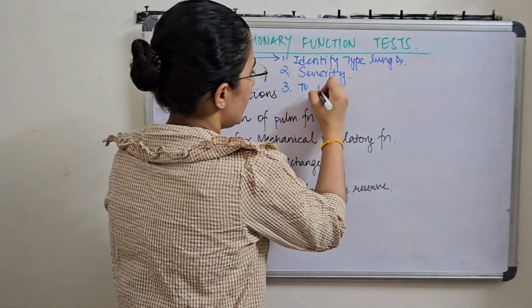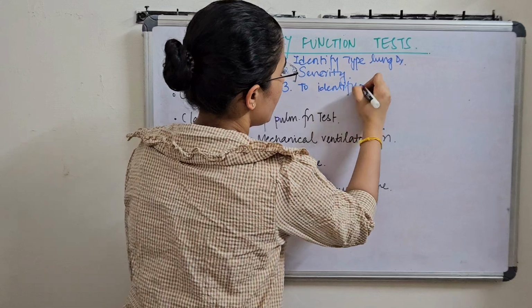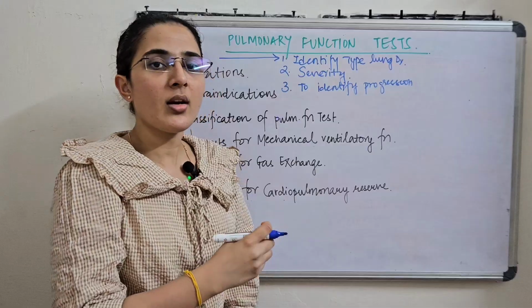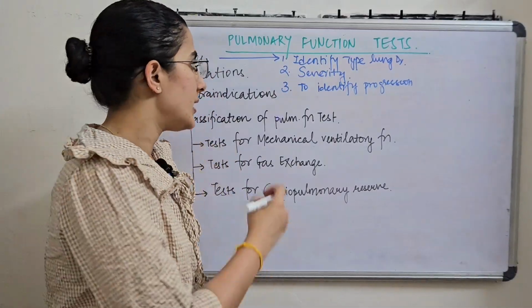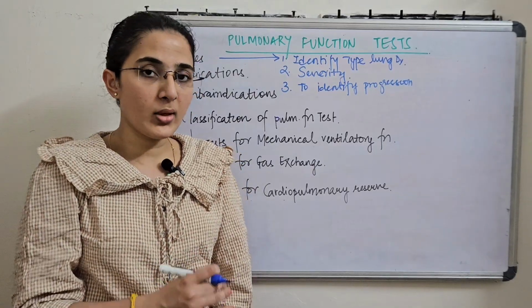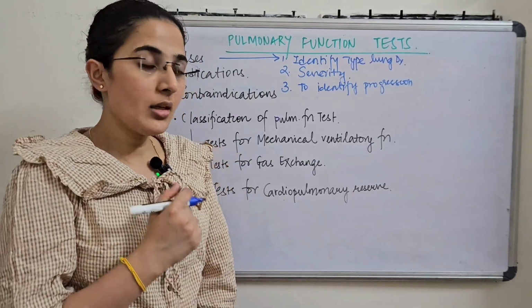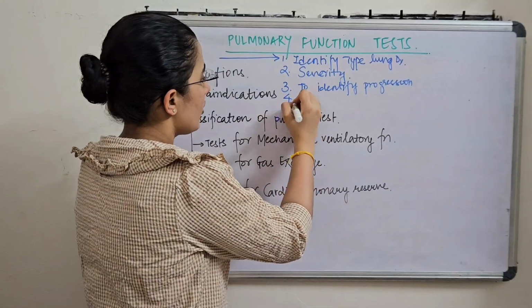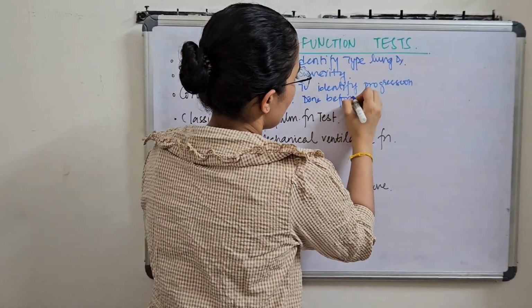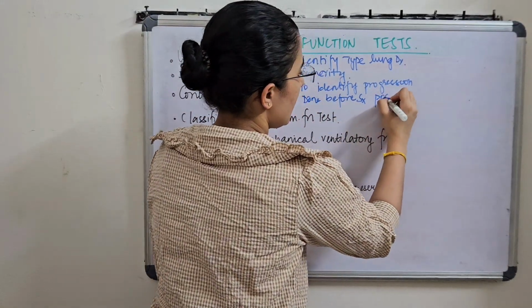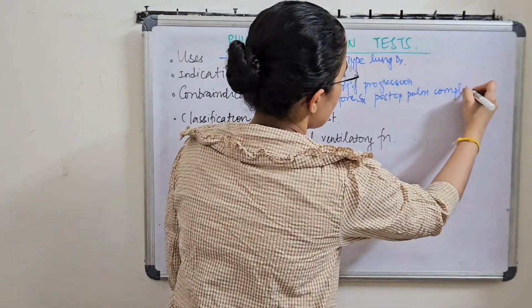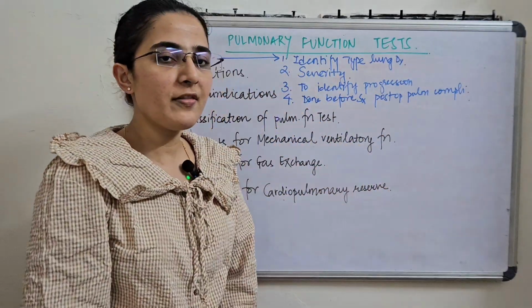Third is to identify the progression of the disease, that is over the time any effect to the treatment or response to the treatment that can be identified by the PFTs, or also any adverse effect of certain drugs like bleomycin. All this can be identified by the pulmonary function test. Another use of it, that it is used or done before surgery to predict the post-operative pulmonary complications, right? So these are the uses of the pulmonary function test.